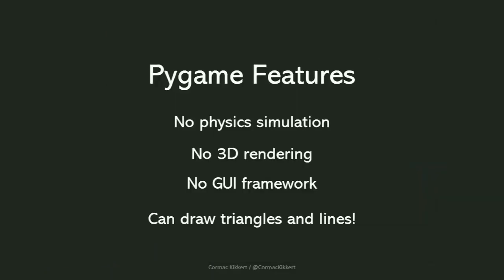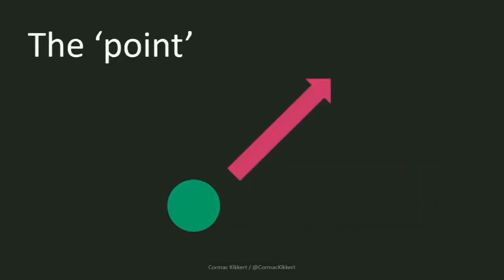So before I actually show the physics simulation, I just want to explain how it works. So I guess the fundamental building block of it is the point. So the point is just two vectors. There's a position vector, which is the green circle in it, and there's a velocity vector, which is the pink arrow. So in each frame, you calculate the velocity vector and you add it to the position vector, like that.